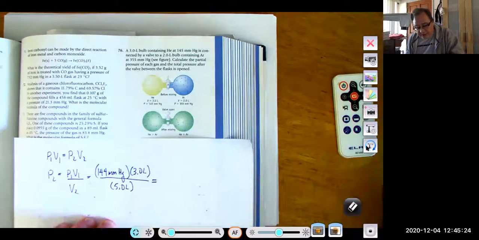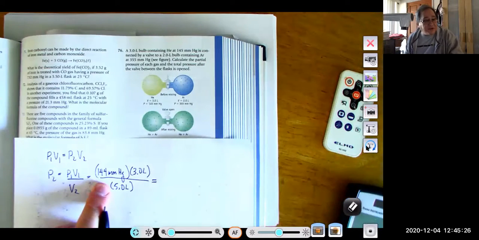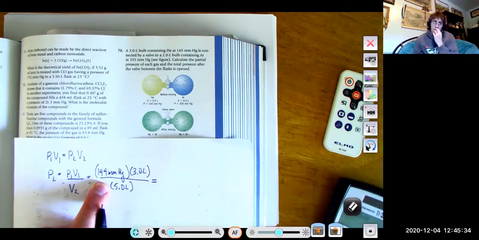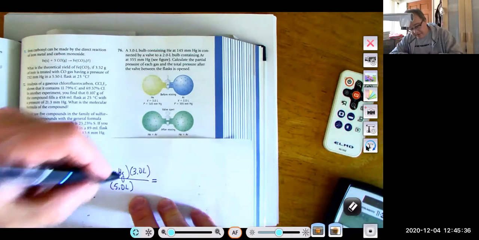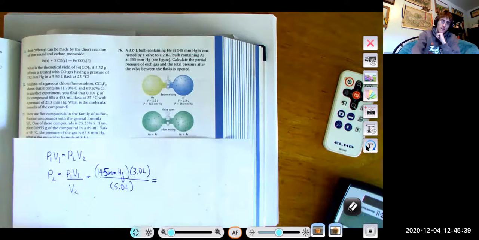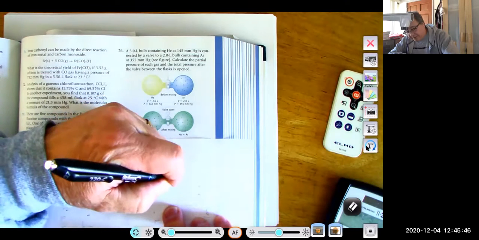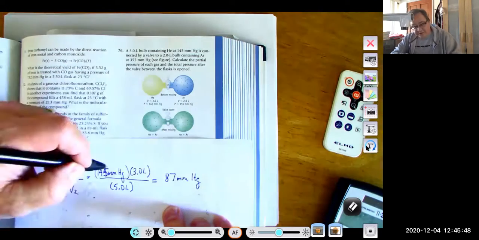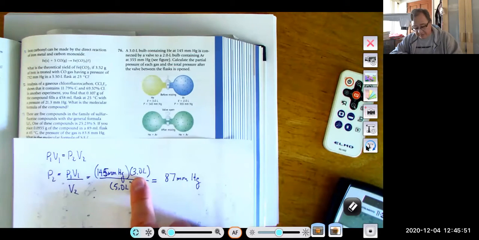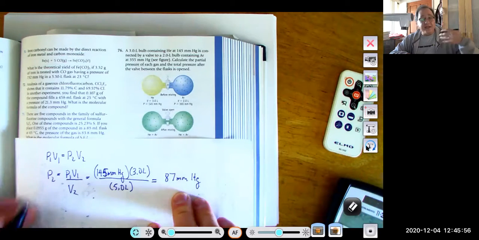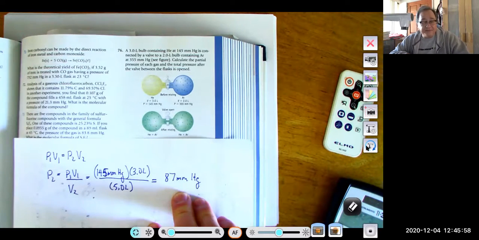So if we do this, we can see that the answer is going to be a little bit more than half of 144. Half of 144 is 72, so the answer is going to be like 90-ish, right? Isn't it 145? Oh, thank you. So we get here 87 millimeters of mercury, and we only get 2 significant figures because of the 3.0 and the 5.0. So that's the pressure of helium after it's allowed to go into the other bulb, right?